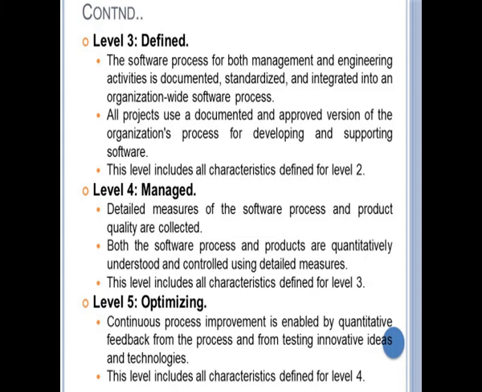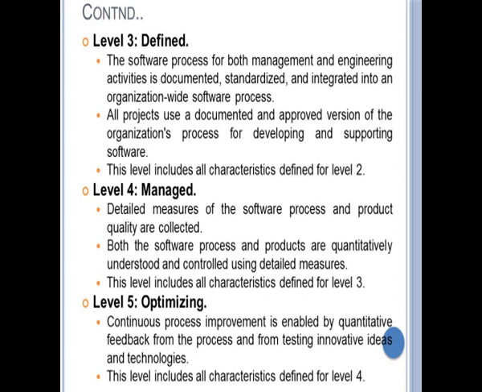An organization-wide training program is implemented to ensure that staff and managers have the knowledge and skills required to fulfill their assigned roles. We can summarize CMM level 3 as organizations with a standard and consistent process. Within established product lines, cost, schedule, and functionality are under control and software quality is tracked.